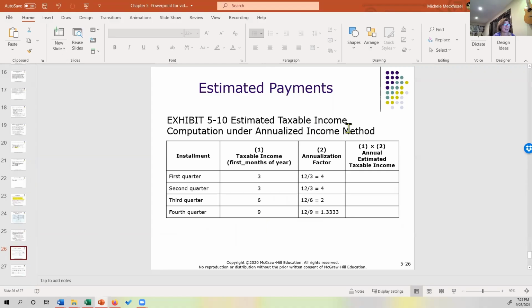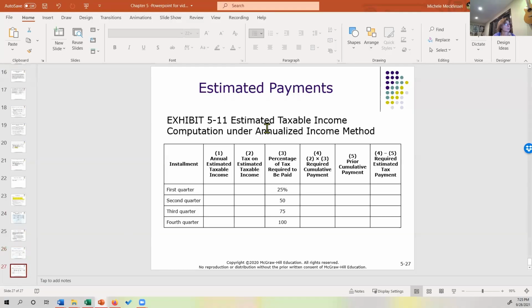There is an annualized income method, and this would be how you would calculate the amount of tax to be paid under the annualized income method. That completes the lecture portion of Chapter 5.